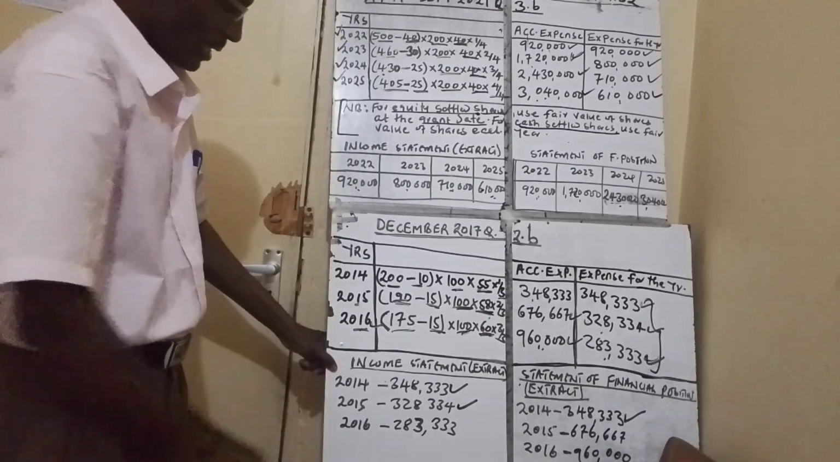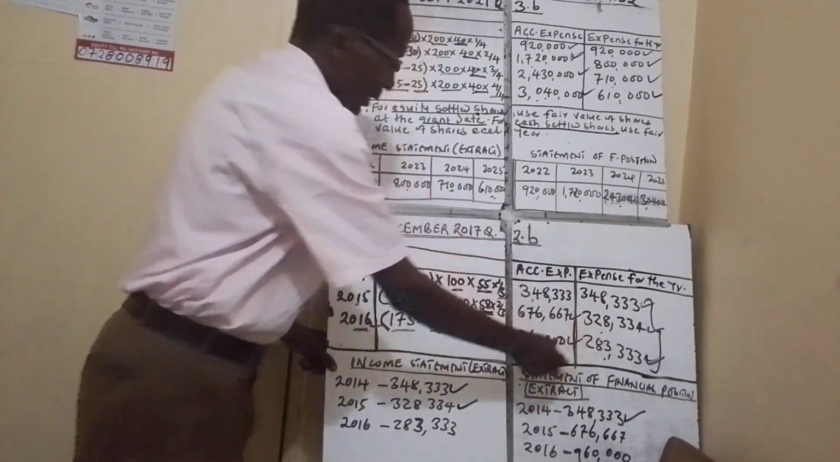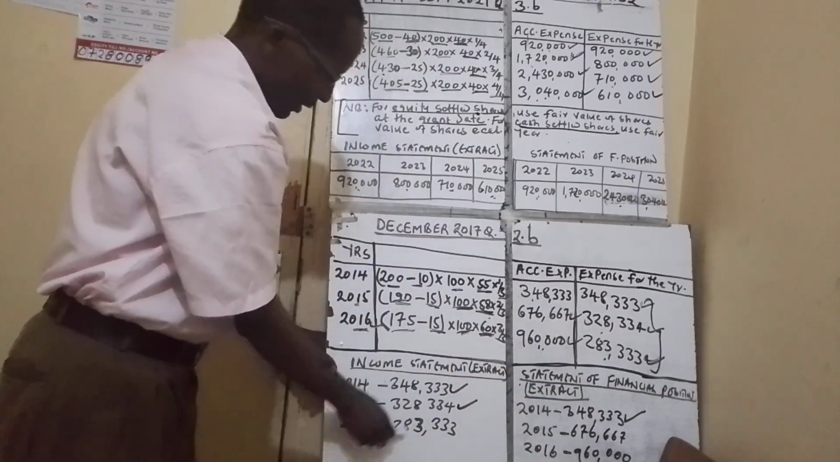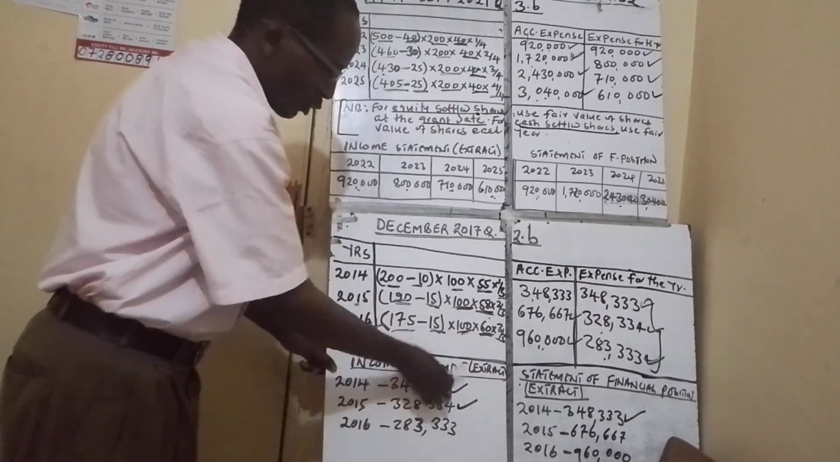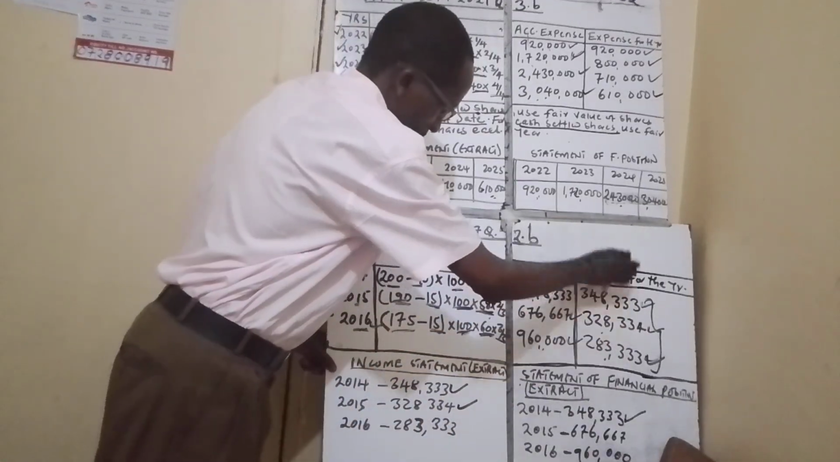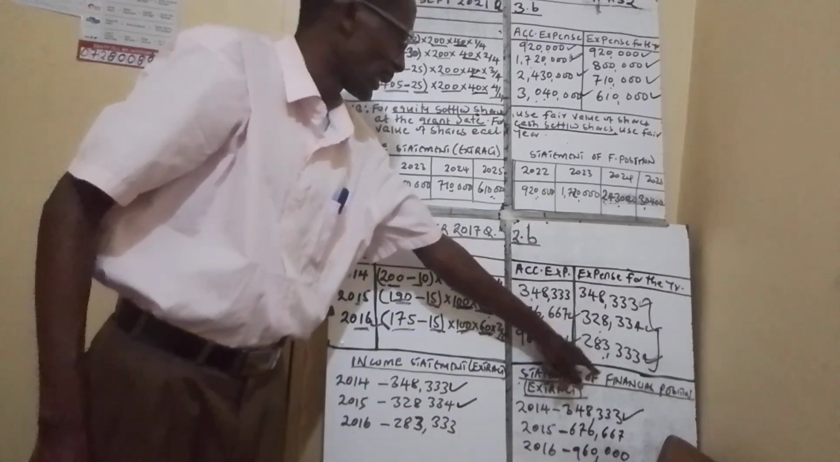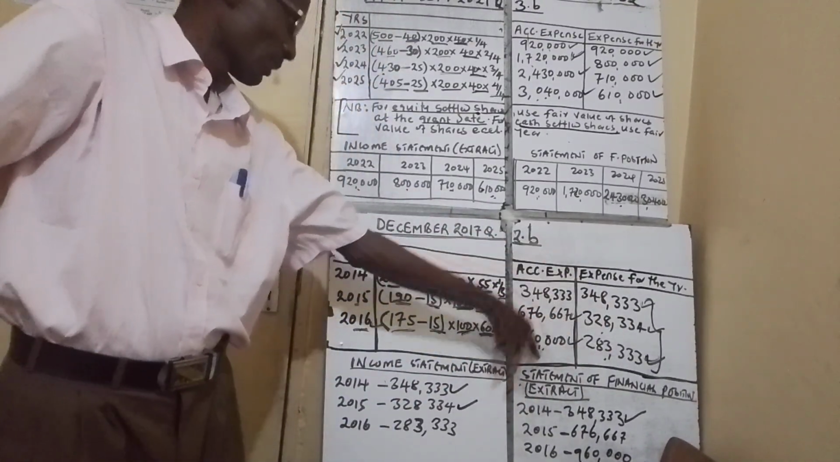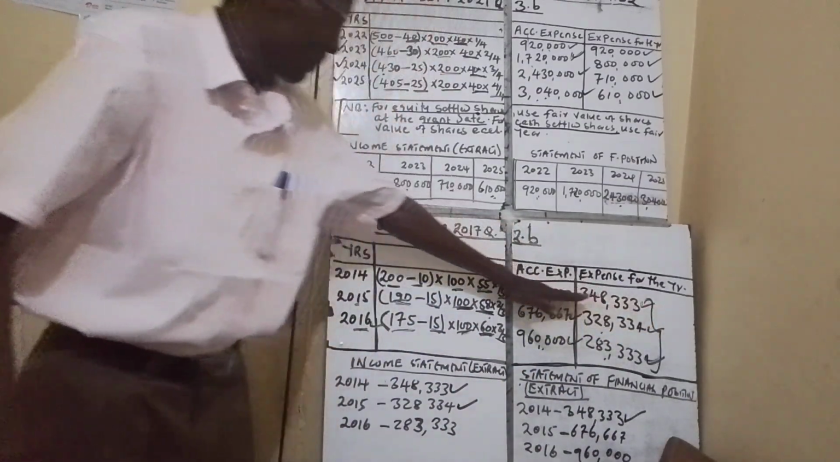The expenses for the year: 348, 333, 328, 334, 283, 333. So the income statement extract will comprise the numbers you have in this column, expenses for the year. I've shown you how to calculate this: the current minus the previous, the current minus the previous to get these figures. For the first year, it is the same.